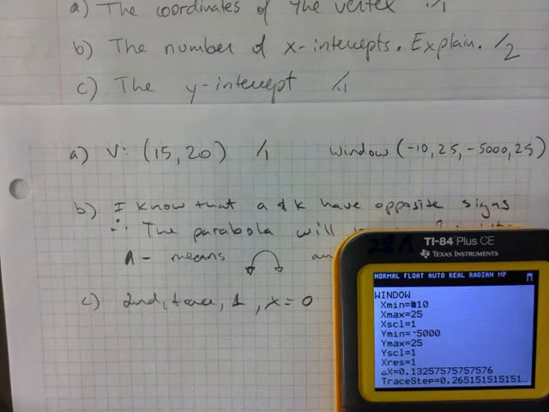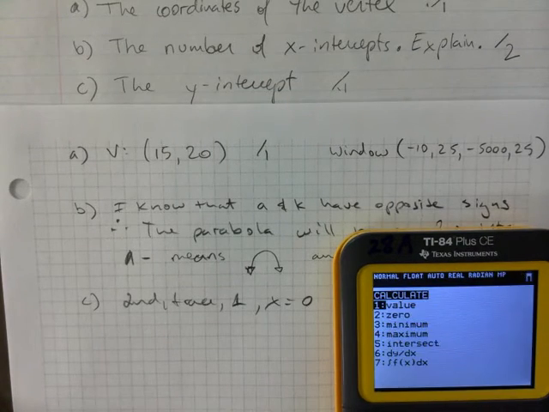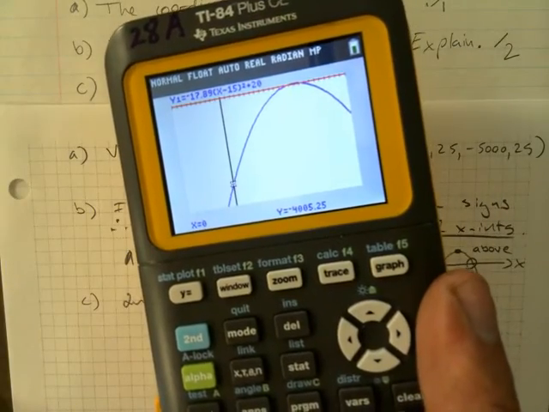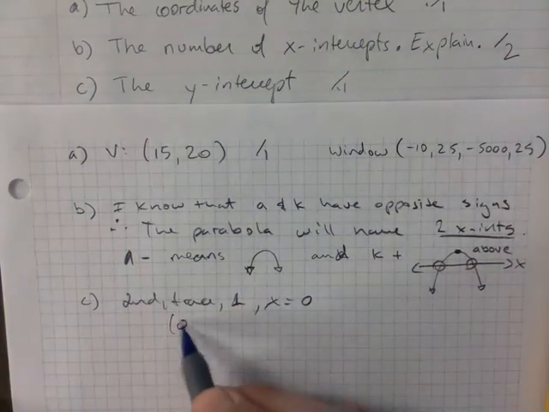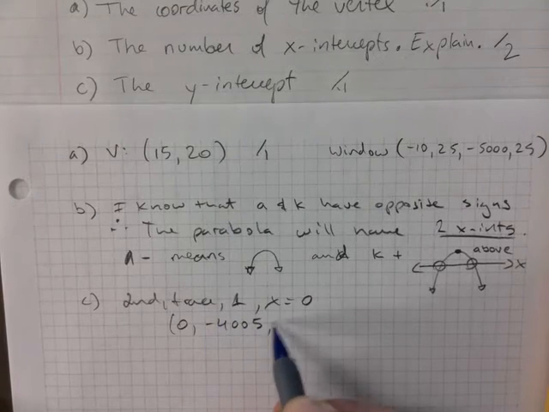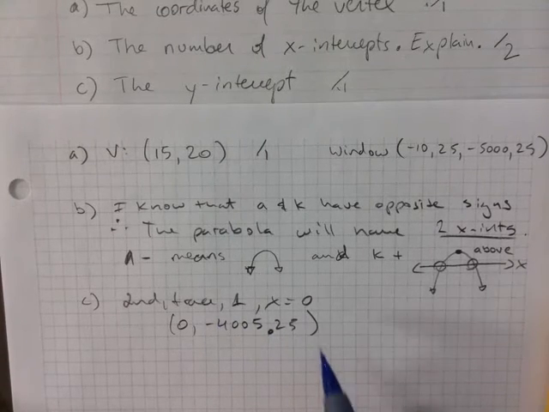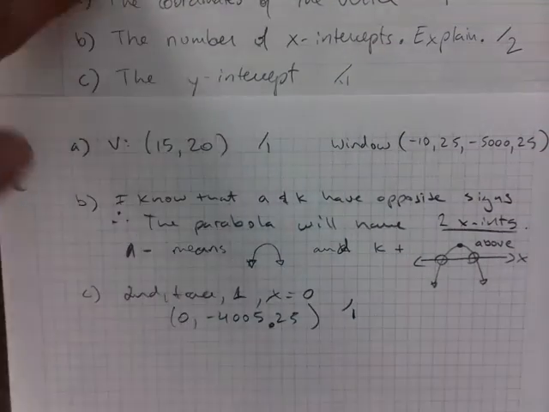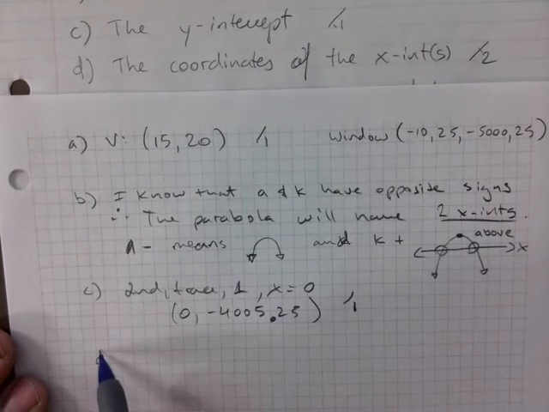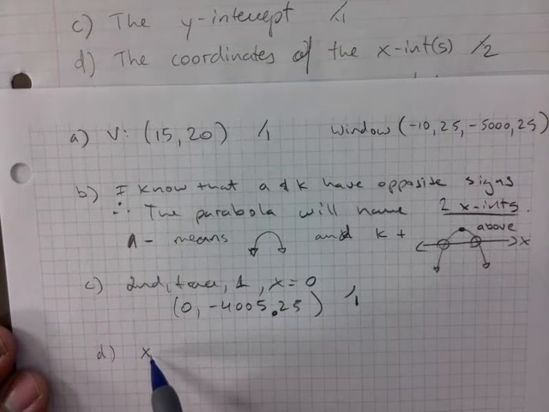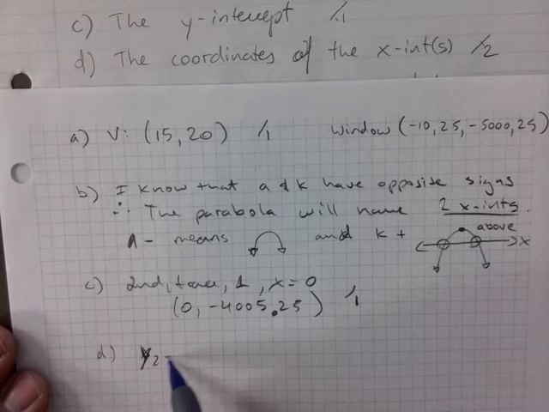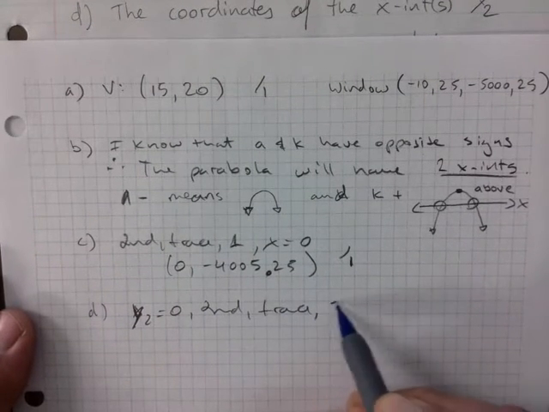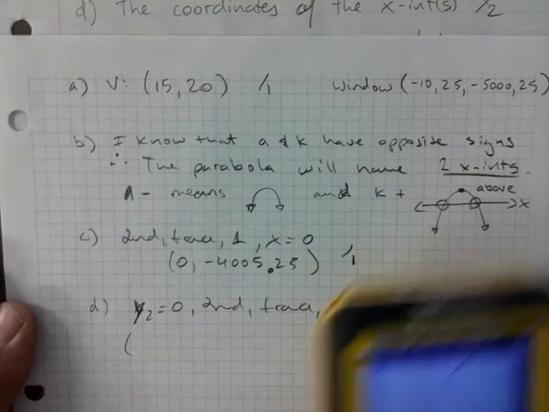So I go ahead and find that using my calculator, and that is negative 4005.25. Okay, 0, negative 4005.25, sorry. So you get a mark for that there. For D, it's the coordinates of the x-intercept. So that one, sorry, y is equal to 0, right? And then second, trace 5. You have to do that a couple times.